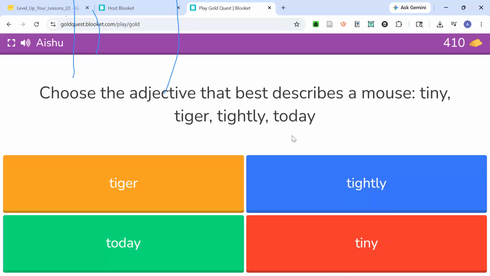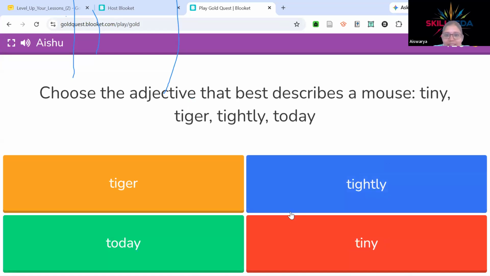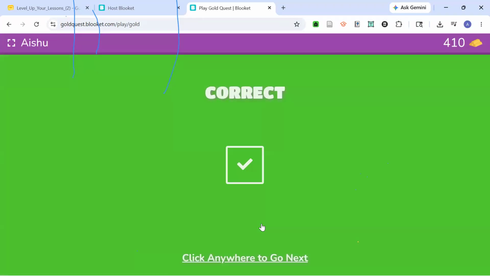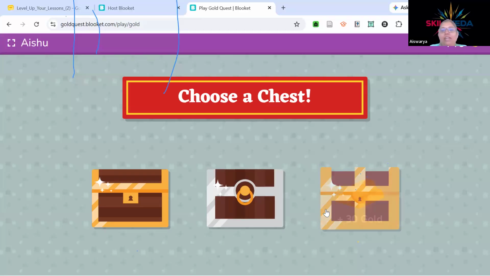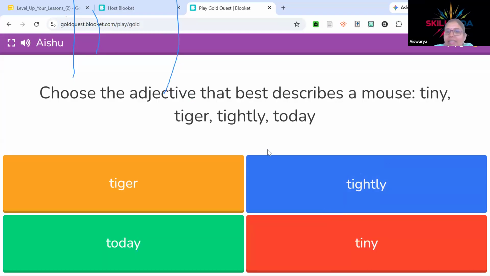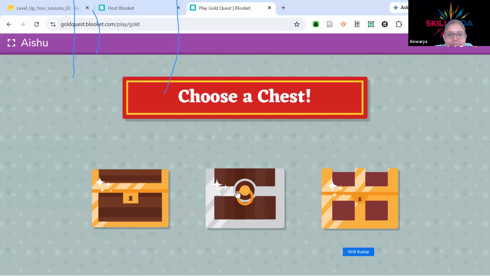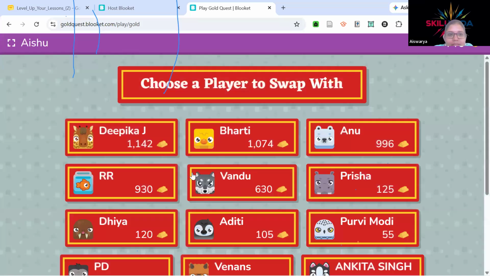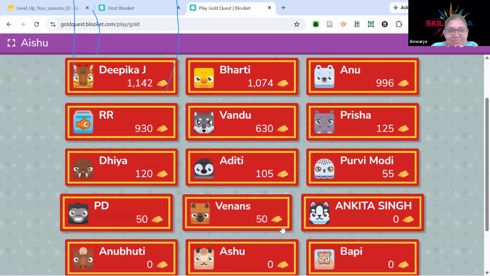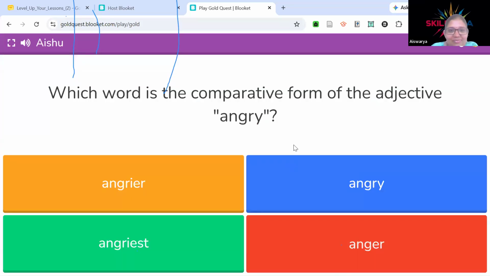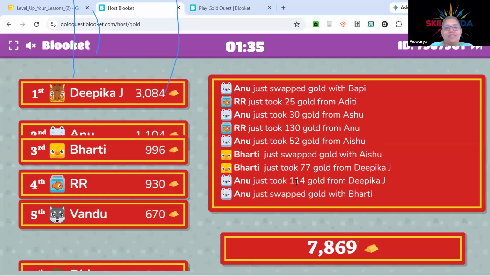So you can even get again and again in the loop, I guess. So whenever you get a correct answer, you will get gold or any powers. So I'm not going to steal from Deepika ma'am, let it be. So this is how our game is played.